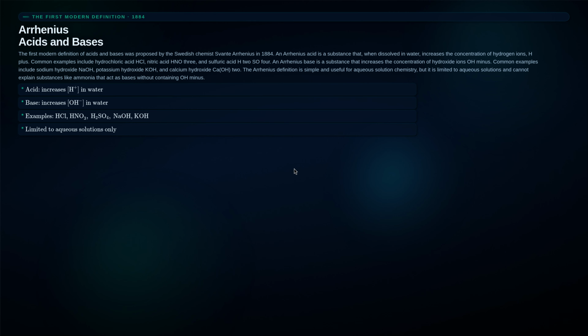An Arrhenius base is a substance that increases the concentration of hydroxide ions, OH-. Common examples include sodium hydroxide, NaOH, potassium hydroxide, KOH, and calcium hydroxide, Ca(OH)2. The Arrhenius definition is simple and useful for aqueous solution chemistry, but it is limited to aqueous solutions and cannot explain substances like ammonia that act as bases without containing OH-.